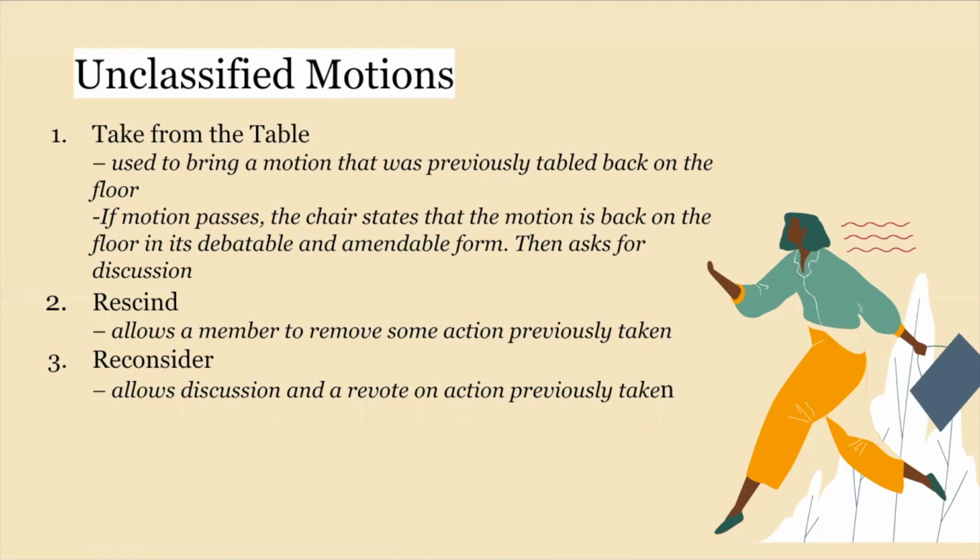So to reconsider allows a discussion and a revote on an action previously taken. This is different because a rescind motion is for you personally, but to reconsider something is for the entire Senate. So if people vote on an amendment, but you're like, we need to redo that, and maybe there are some things that we should add to this amendment to make it better, you're allowed to reconsider it, and then the whole Senate will discuss and revote on whatever action was previously taken on that amendment. So these are very good motions to remember.